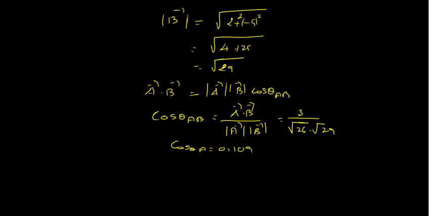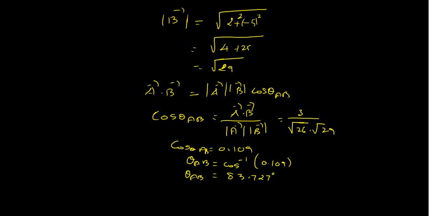Now theta AB is equal to cos inverse of 0.109. The value is 83.727 degree. So this is theta AB. Okay.